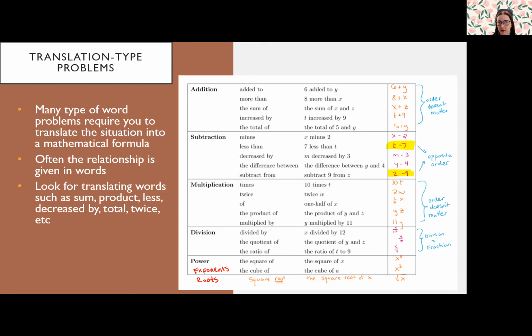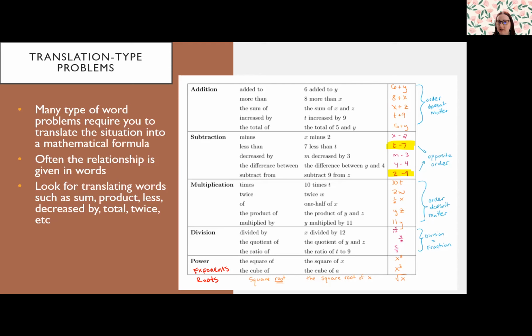Words that mean subtraction. You've got minus, less than, decreased, difference, literally the word subtract. Words that indicate multiplication. Times, twice, that means specifically multiplication of 2. The word of means multiplication. Product is multiplication. Of course, the word multiplied. Words that mean division, you've got divided. Quotient is a word that means division. Ratio is another word that means division.